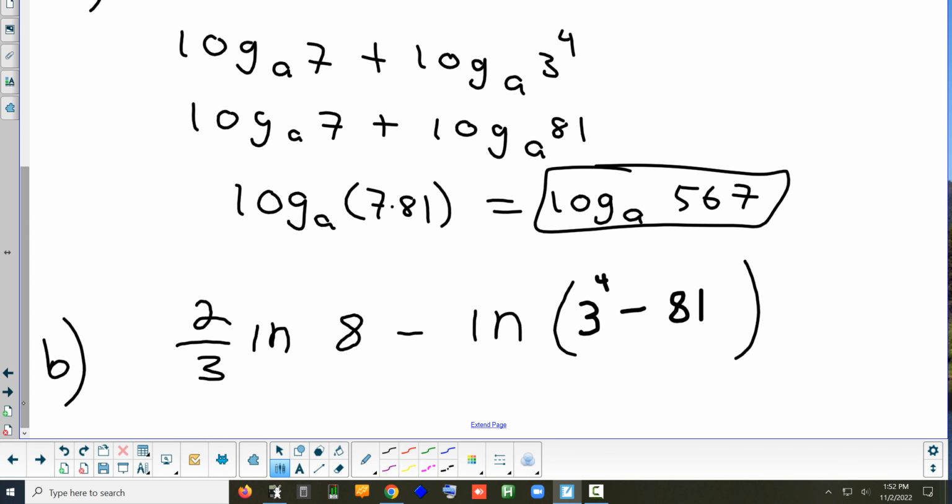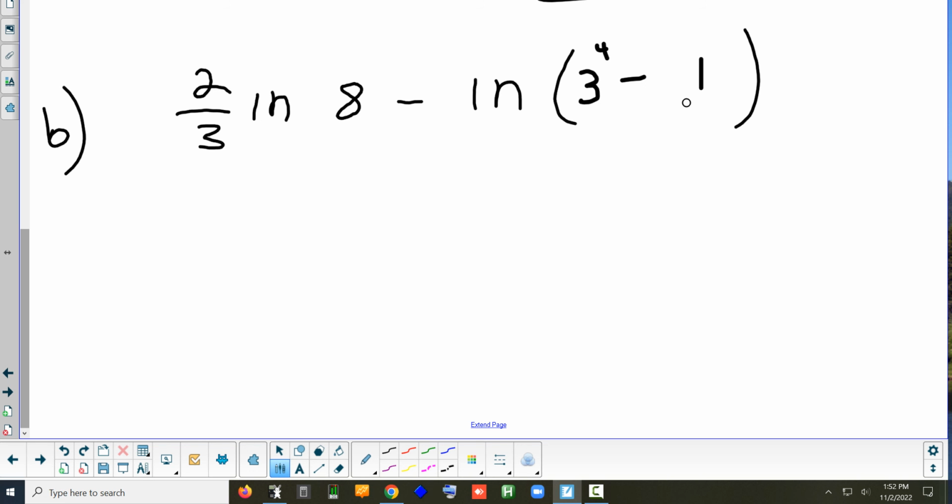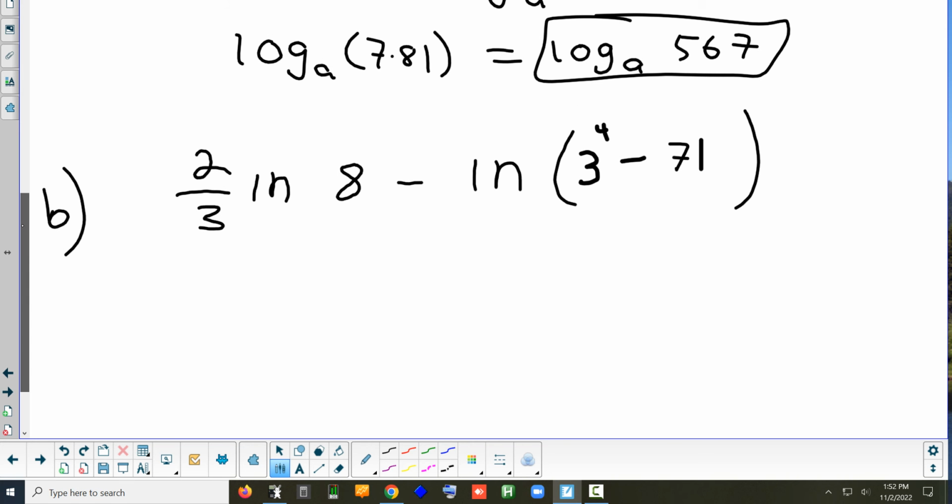Let's try. This will be the last one. Two thirds times the ln of 8 minus the ln of 3 to the 4th minus 71. Dominic, is there any number there that should go back as an exponent? The 2/3. And when I write it as an exponent, you can write it vertical. Sometimes I write it more horizontal like that, 2/3. Either way.